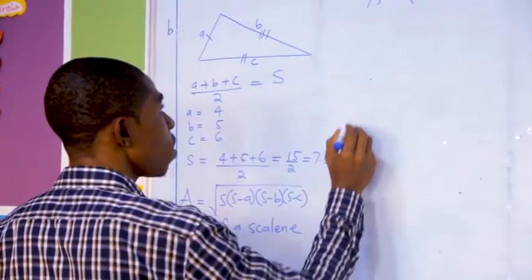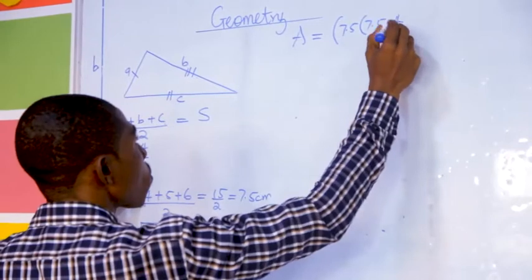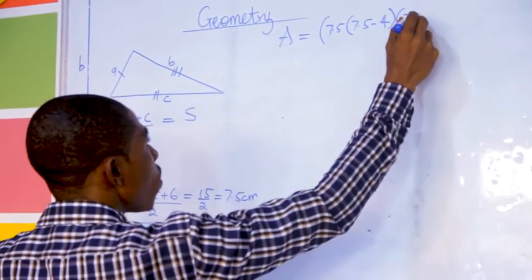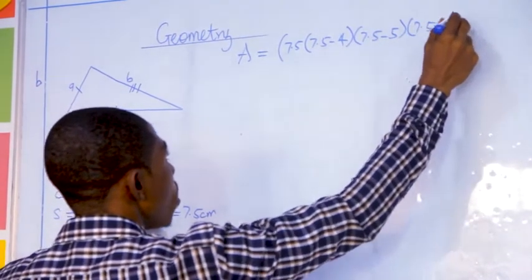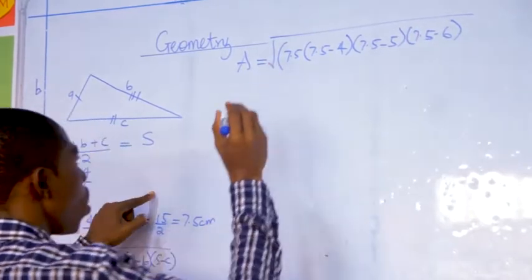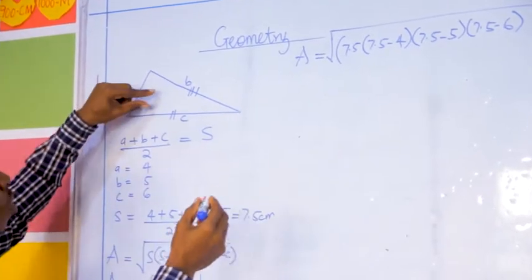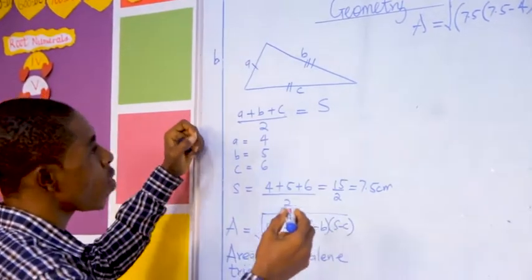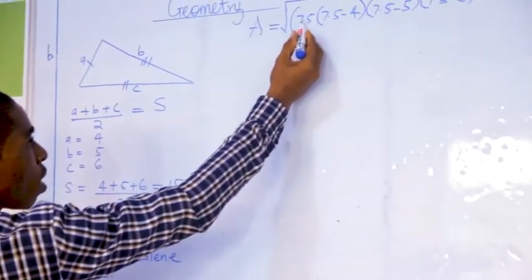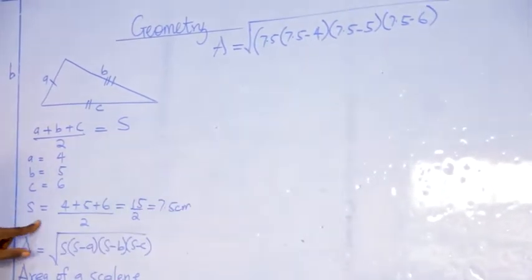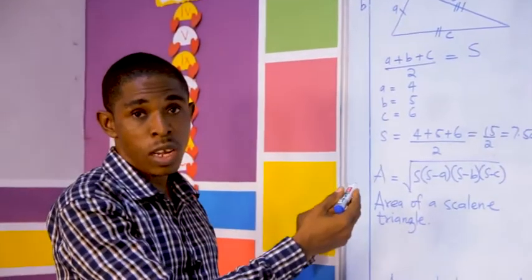So you could be saying 7.5, all in bracket 7.5 minus what is A? 4. Then 7.5 minus 5, and then 7.5 minus 6, and then you have the square root of that. Okay, so with this, you'll be able to find the area of this Scalene triangle. Usually regular figures are given, real numbers are used, so it's not in every occasion that you have your answer coming out with decimal points this way, but at least this gives you an idea of the area of a Scalene triangle. I believe by the time we make more calculations, it becomes clearer to you.